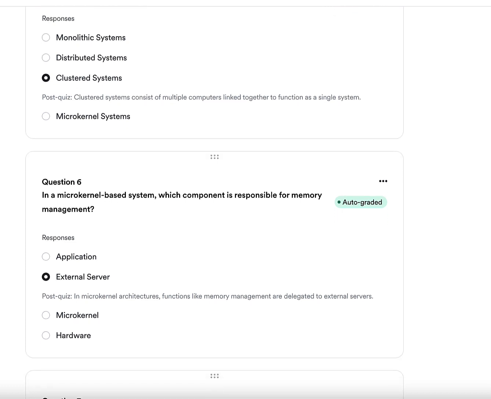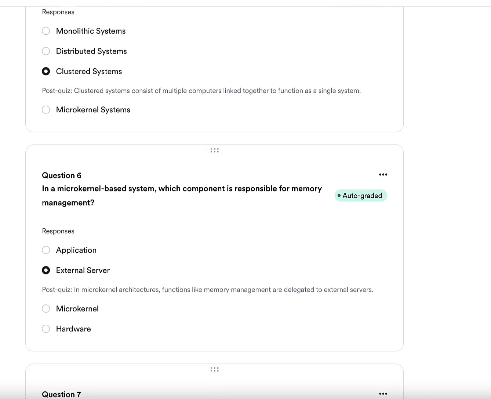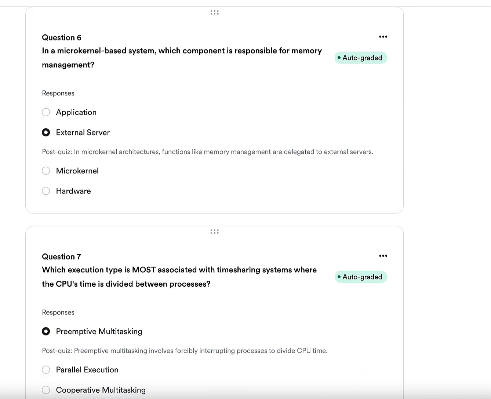In question 6, in a microkernel-based system, which component is responsible for memory management? A, application. B, external server. C, microkernel. Or D, hardware? When you're dealing with a microkernel-based system, the key thing to remember is they've got small processing power. What's the key point of that is you'll need an external server to help you with functions like memory management that are delegated. So in a microkernel-based system, the component responsible for memory management is B, an external server.